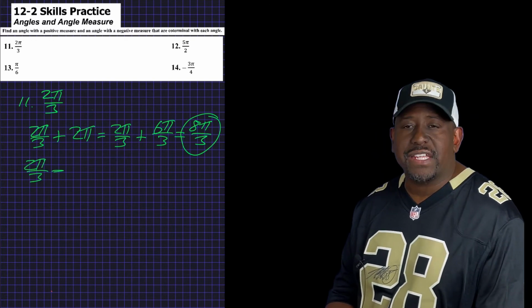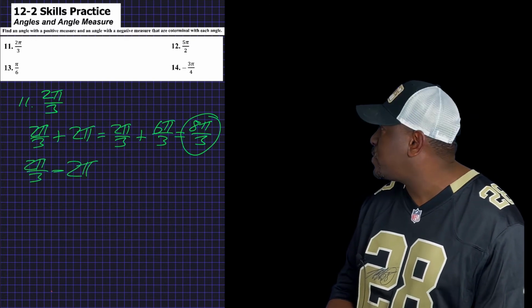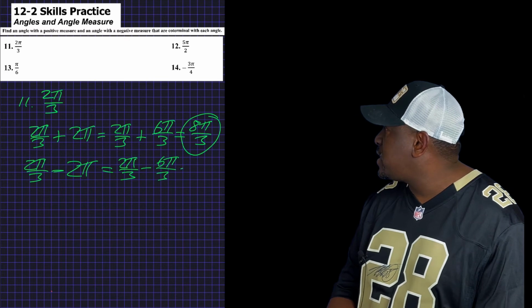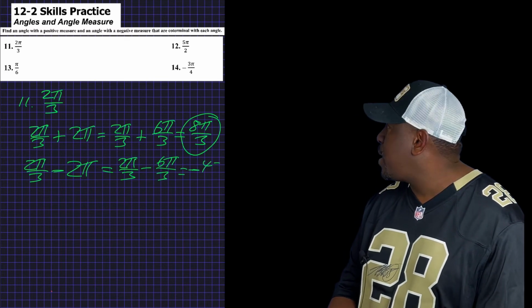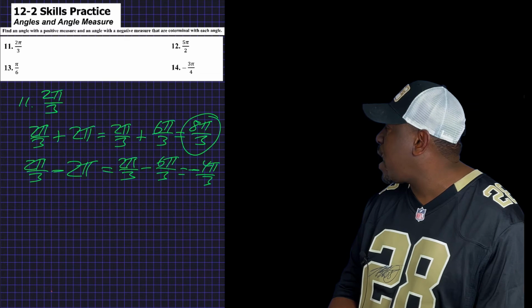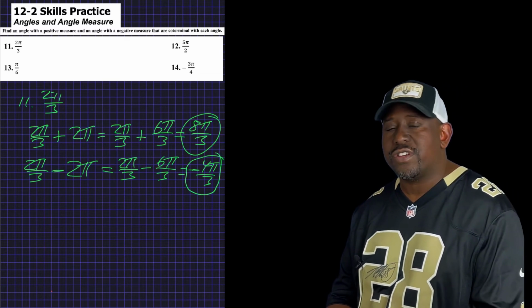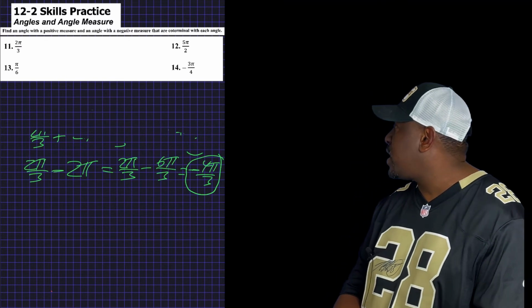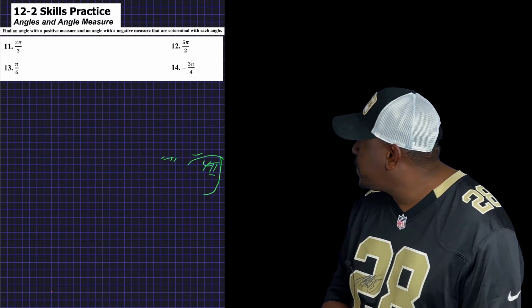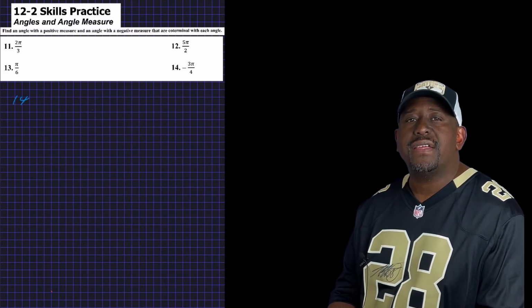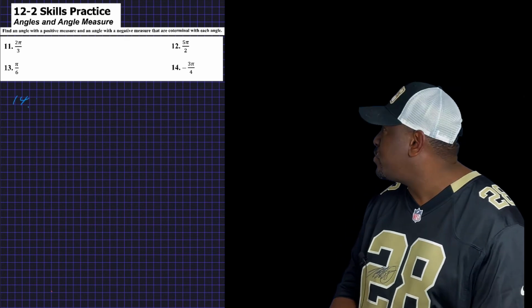Now, for the negative, we will subtract 2 pi from 2 pi over 3. Again, we get the least common denominator, 3. We're going to subtract 6 pi over 3. 2 pi minus 6 pi is negative 4 pi over 3. And so again, we have a negative radian measure that is coterminal. That's our two answers. So we did a positive radian measure. I think we'll probably now do a negative radian measure next.